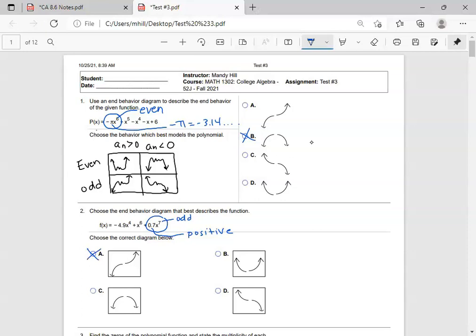are you guys okay with that? Okay, so that kind of reminds you how to do that even and odd and leading coefficient stuff. Okay. Questions about any of that?